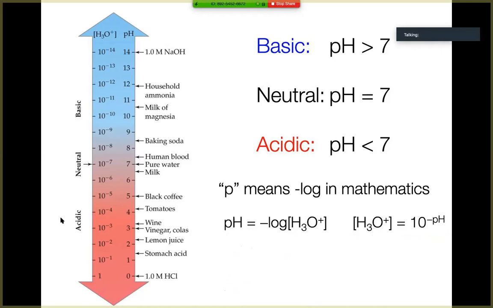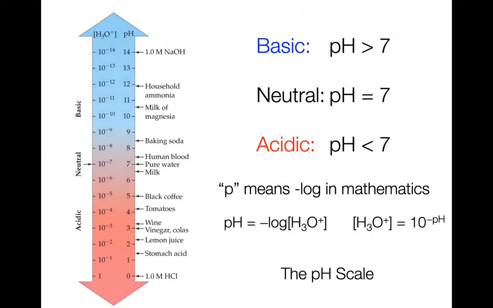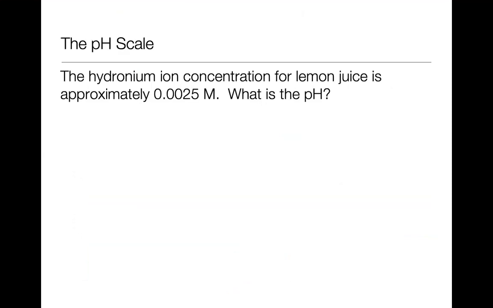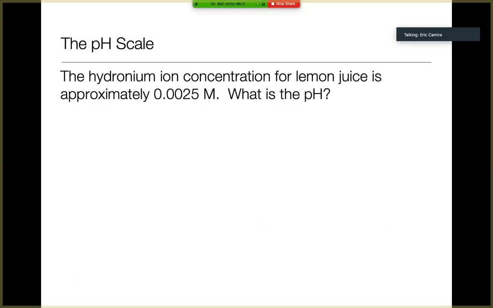All right. What we're going to do is spend pretty much the rest of lecture just getting used to using these equations. It's a pretty simple problem, and usually I have you give me the givens and finds. I'll do that first, but I'm going to let you do the math yourself to get more comfortable. The problem says the hydrogen ion concentration for lemon juice is approximately that number. What's the pH?